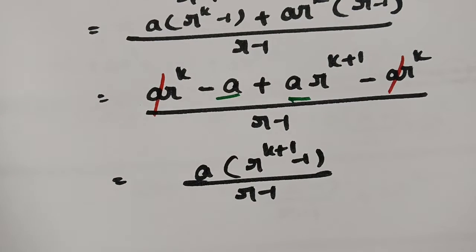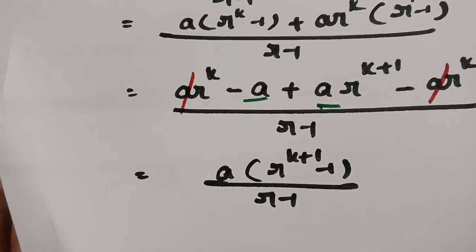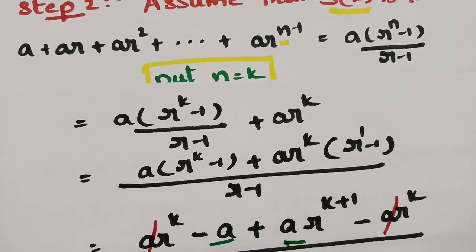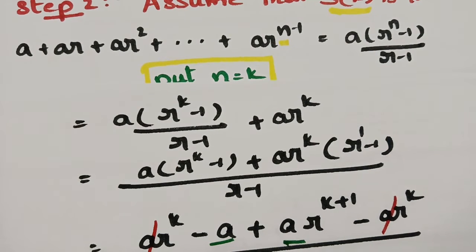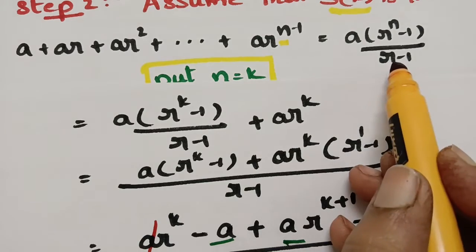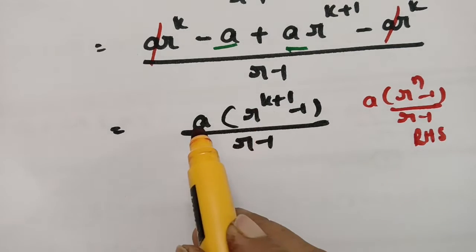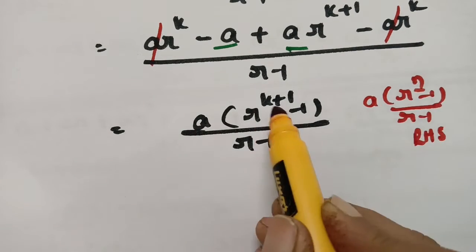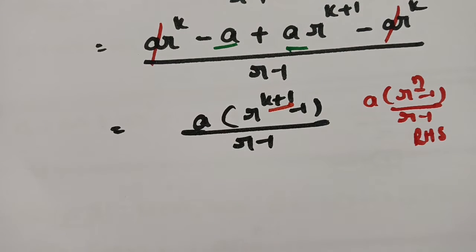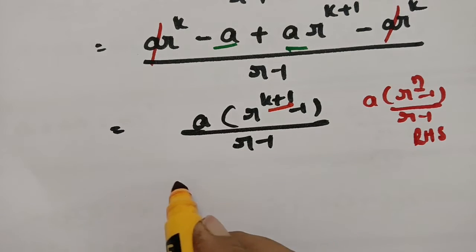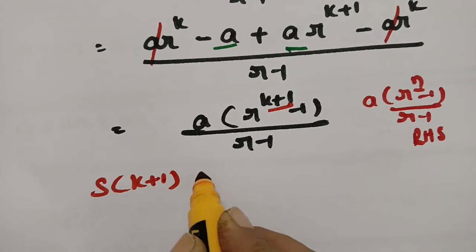So here, if you check the RHS part of the question, what is there in the RHS part of the question? This is the RHS part of the question I'm going to show you. This is A into r to the power n minus 1 by r minus 1. So this is nothing but the RHS part. If you observe this RHS part in the question, it is substituted by, so this is A here. In place of n, we have k plus 1, and same as it is minus 1 here, and in the denominator it is r minus 1. So this is nothing but S of k plus 1 is true.